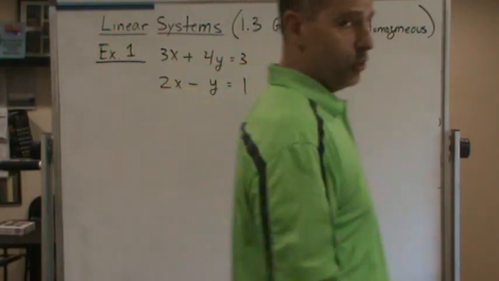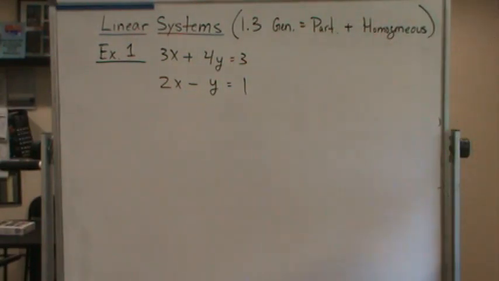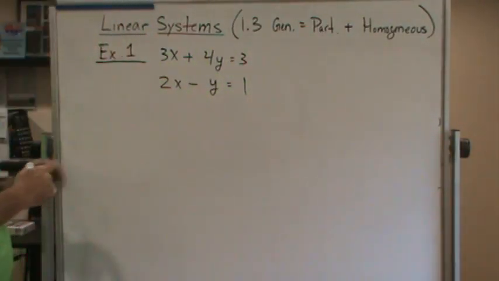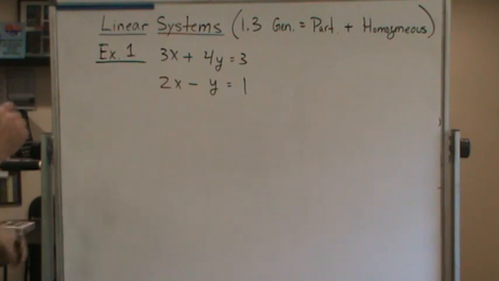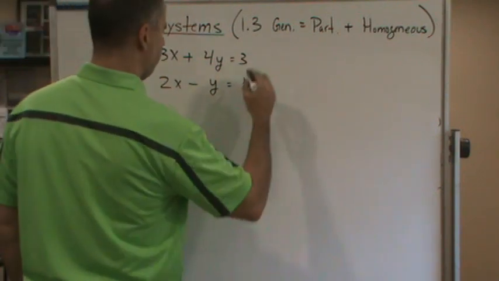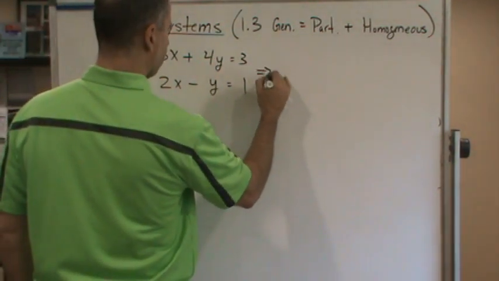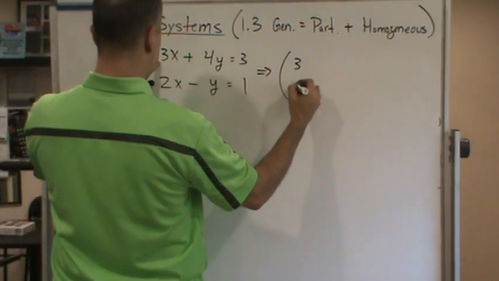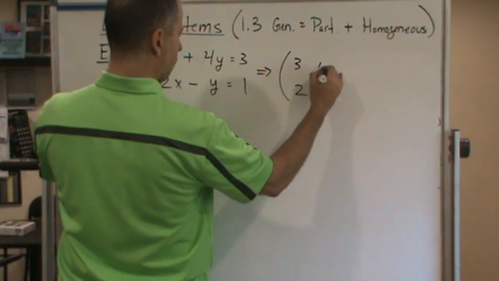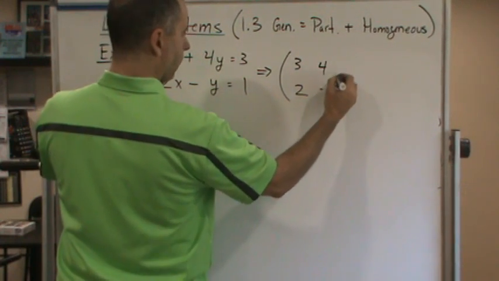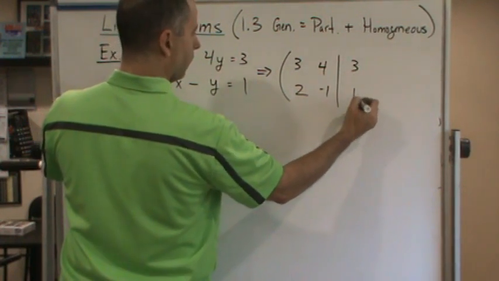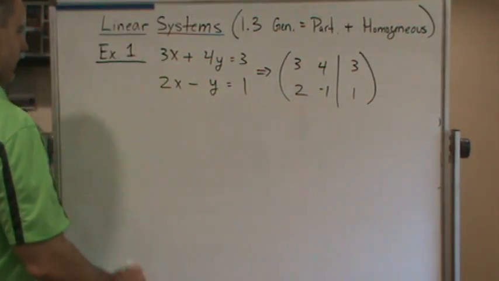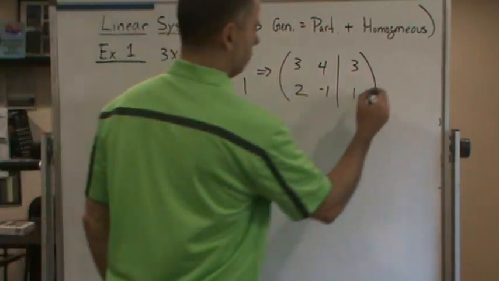Okay, so let's use an example to bring up a point. Here we have this system, right? So if we solve this system, let's write it as an augmented matrix. So we get 3, 2, 4, -1, 3, 1, right? And so if we solve this, what do we get?